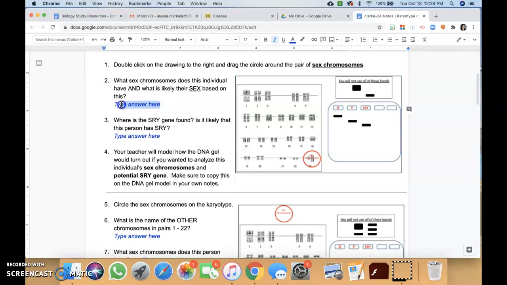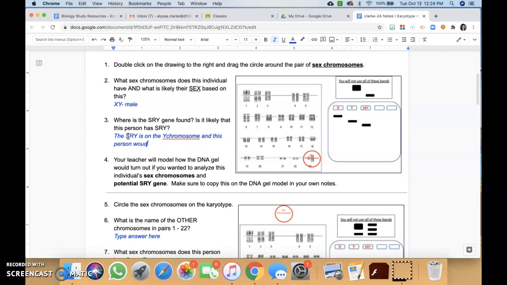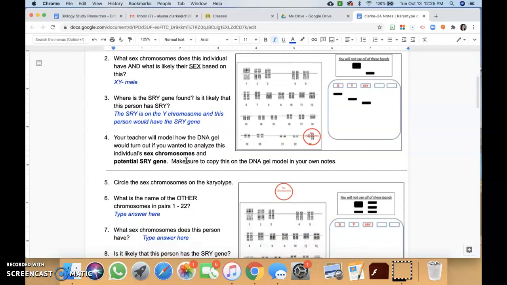So we know this individual has an X and Y chromosome, and they are more than likely going to be male. Okay, where's the SRY gene found? It is on the Y chromosome. And this person would have the SRY gene because they have the Y chromosome. Okay? So we're going to try this again.